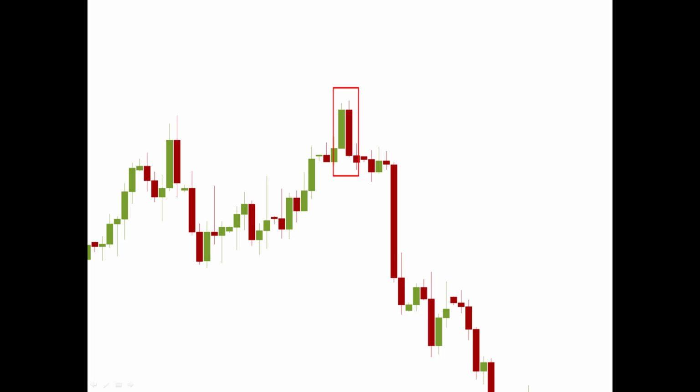With this, I will just end this video. In the next video, I will explain how to trade using the bearish engulfing pattern to your advantage.